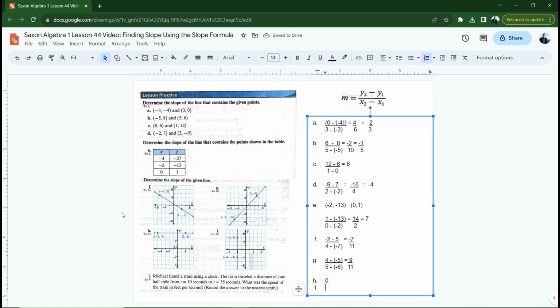And then letter I, if I can find the numerator y2 minus y1, but the denominator is going to be negative 4 minus negative 4. Negative 4 plus 4 is 0. My denominator is 0. I can't have a slope with a denominator of 0. So this one is undefined or no slope.